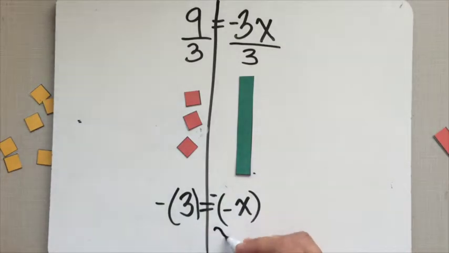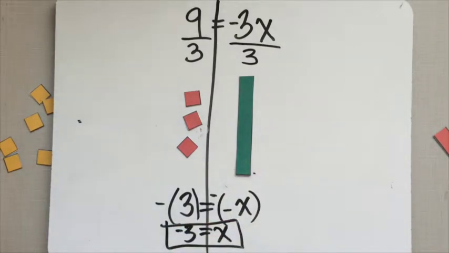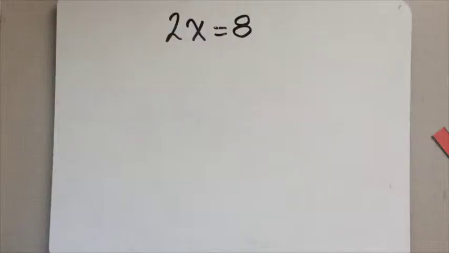So my answer is x is equal to negative 3. Here's one for you to try. 2x is equal to 8. Please don't take the shortcut and do guess and check. Work it out with the algebra tiles so you really understand how this works. We're going to get more complicated in just a little bit.